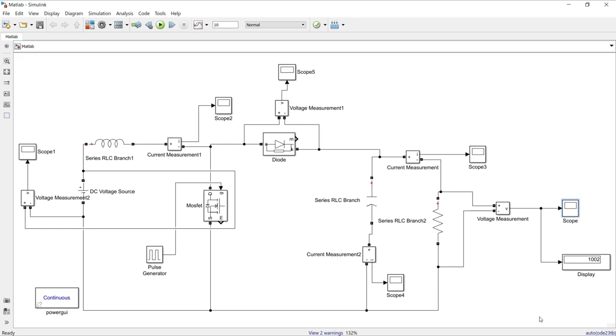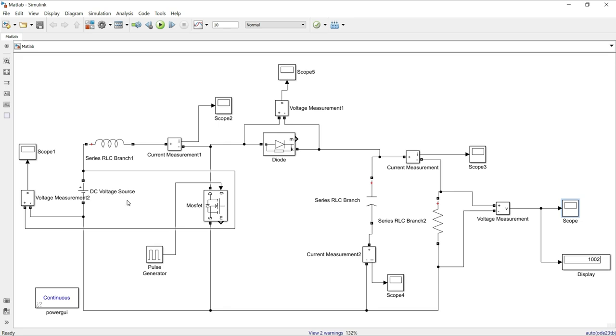Here is another circuit. This is a boost converter which is boosting the voltage from 12 to 1000 volts. This circuit has two modes. In mode 1, when the switch, here we have used an electronic switch called a MOSFET, is closed, only the source and an inductor remain in the circuit. So the inductor starts getting charged.